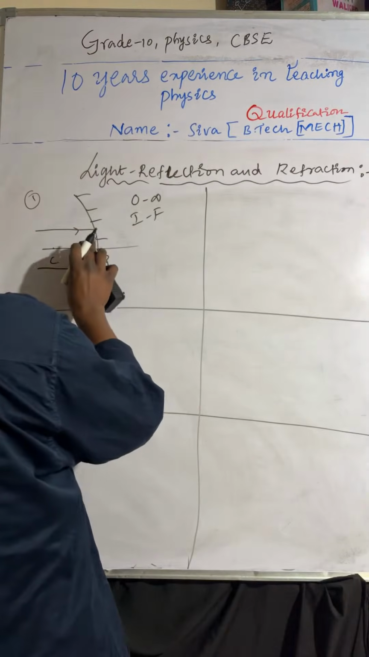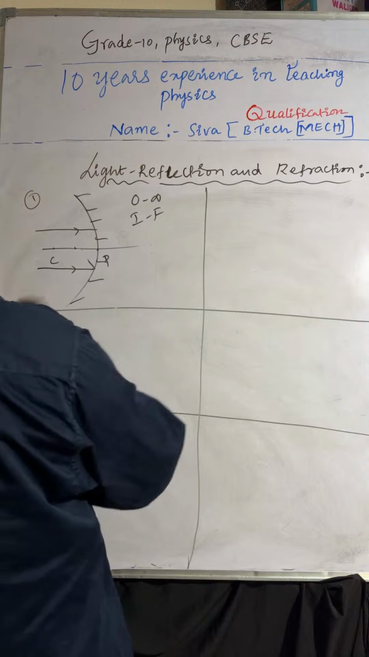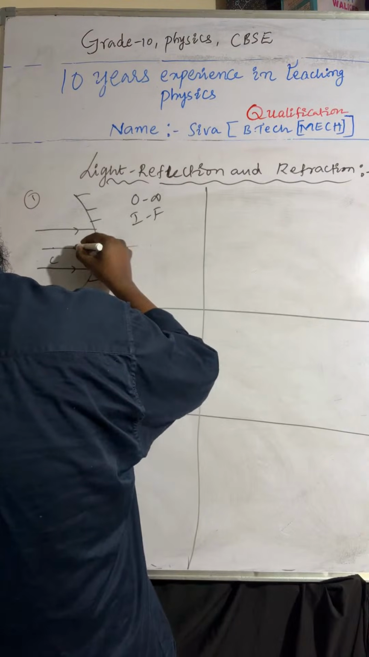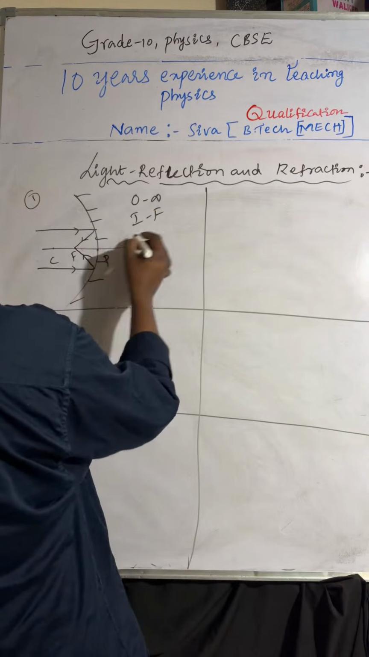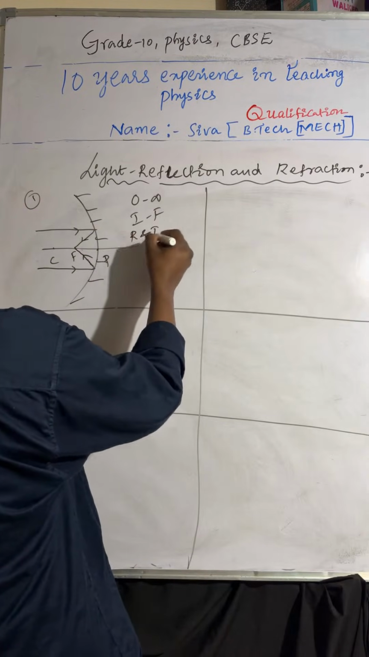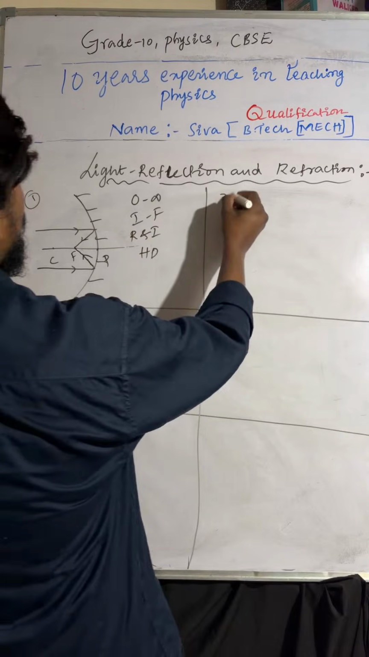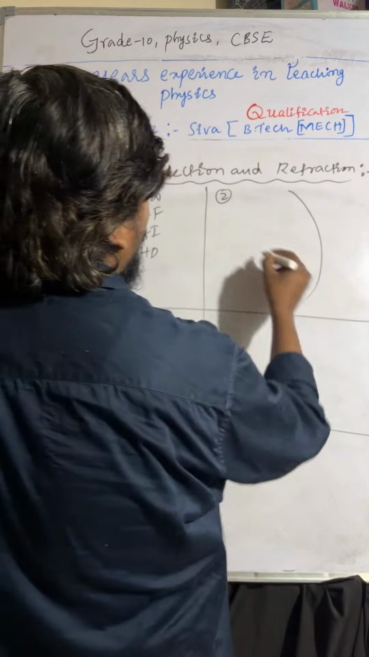After reflection, those light rays are meeting at one point. Here you can observe the light rays, and here also light rays. Object is at infinity, image is forming at focus. Nature of the image is real and inverted. Size of the image is highly diminished. Coming to the second one.